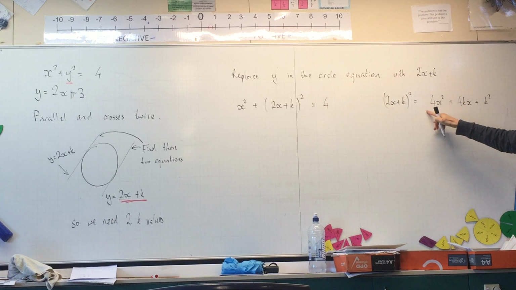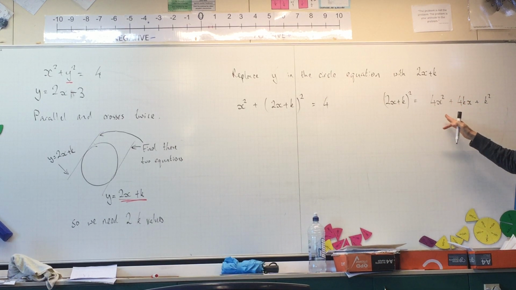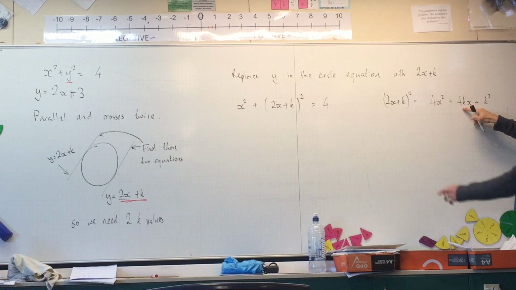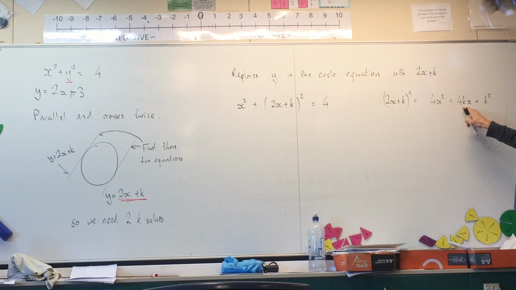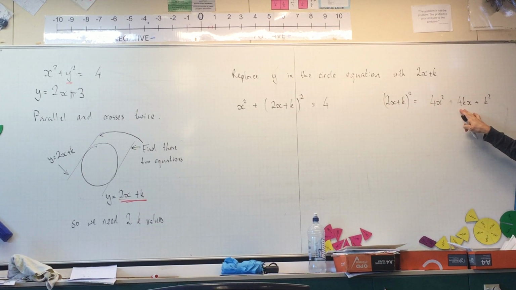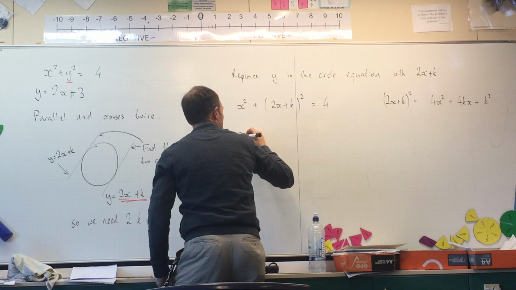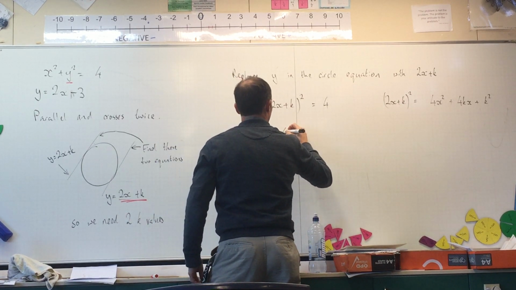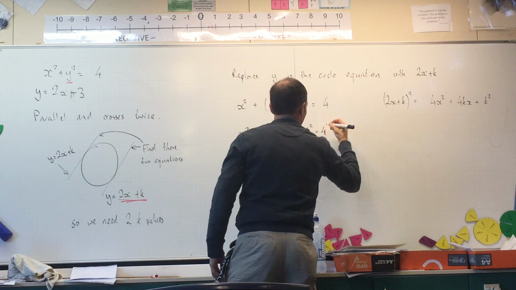I did that quite quickly, but all I've done is firsts, outers, inners, lasts, and put them together. I didn't go through each step because I don't think I need to do that here. You know how to do that. This bit, remember, you've got 2x times k plus 2x times k. When you put them together, it makes 4kx. So what do we therefore get? We get x squared plus 4x squared plus 4kx plus k squared equals 4.